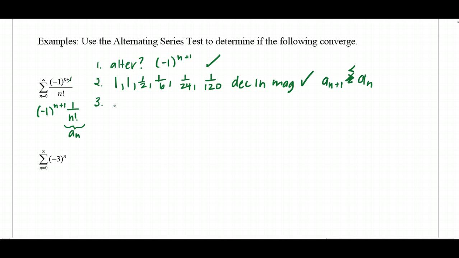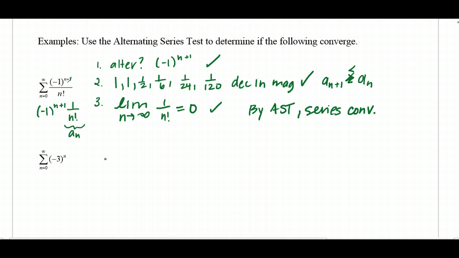And then number 3, we want to make sure that the limit as n approaches infinity of a sub n, the general term without the alternating part, 1 over n factorial, goes to 0. Now, if n approaches infinity, this denominator is getting huge, so this is going to 0. So yes, all 3 parts are satisfied. So by the alternating series test, we can say that the series converges.